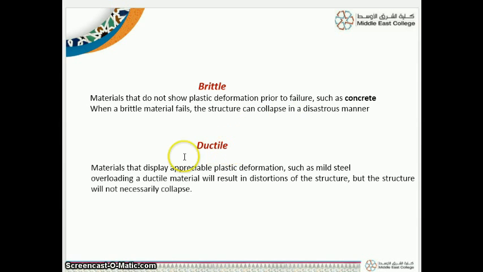But ductile materials display appreciable plastic deformation, such as mild steel. Overloading a ductile material will result in distortions of the structure. So you will find some signs of failure, but the structure will not necessarily collapse. The structure will not collapse, but it will fail. So this is the difference between brittle and ductile materials.